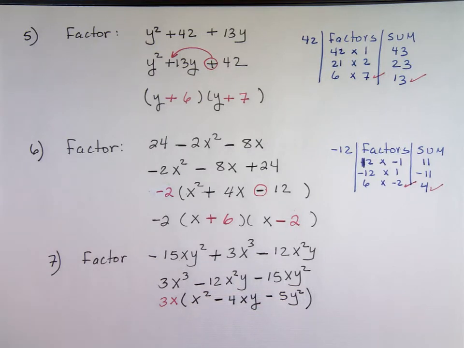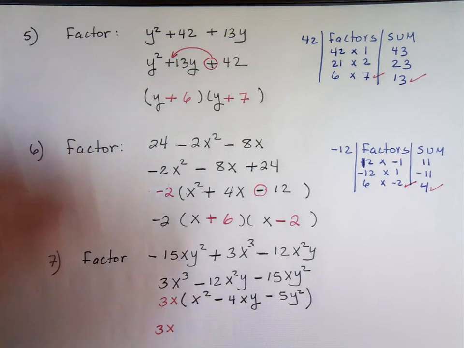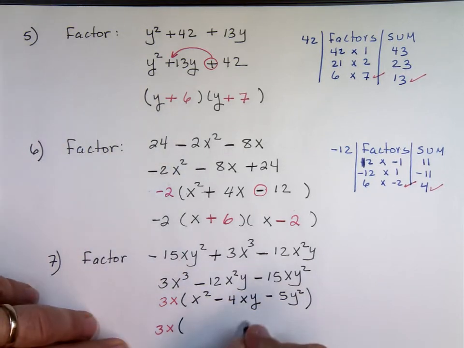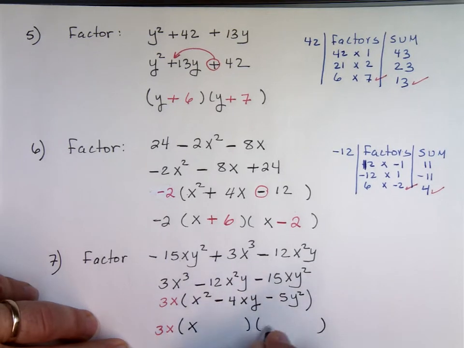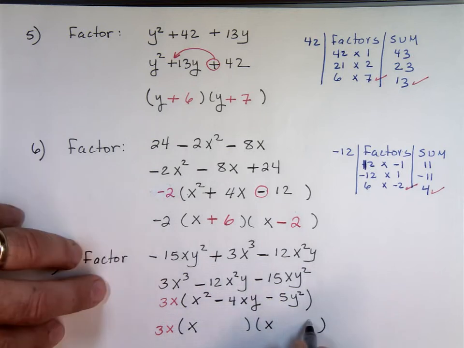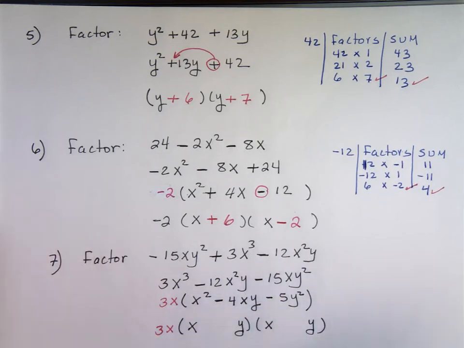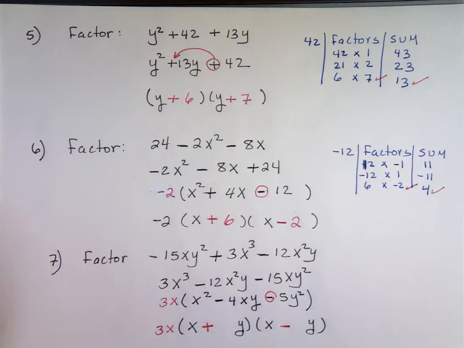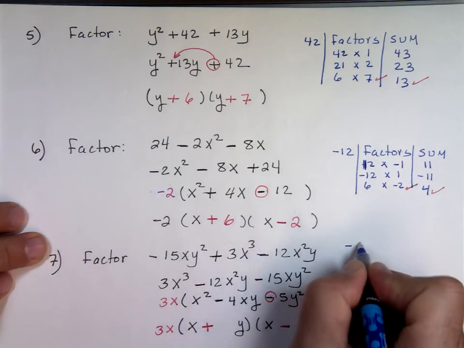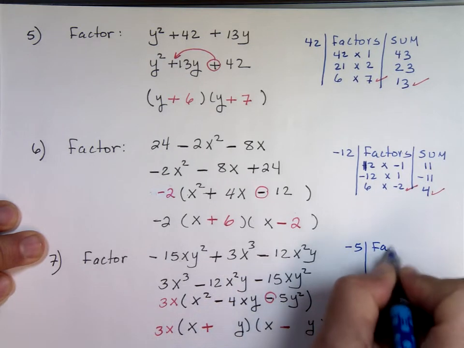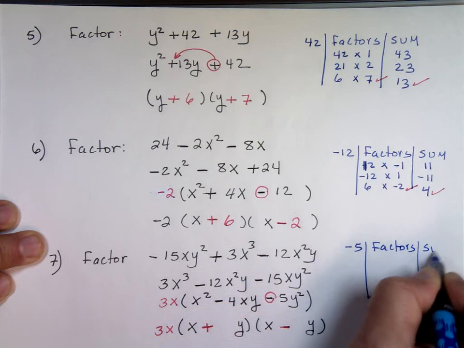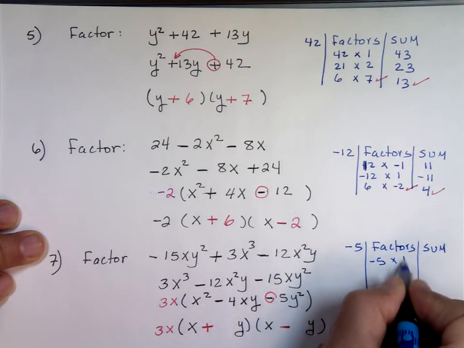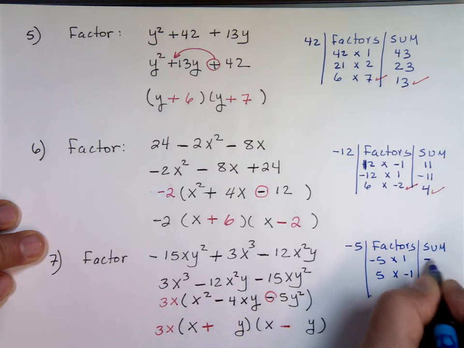And again, I'm going to see if I can factor that. That's 3x. The x squared is going to be x and x. The y squared is y and y. The numbers are the only thing. This sign is minus. Again, that lets me know the signs will have to be different. One is positive, one is negative. And let's take a look at the number, the negative 5. Let's find the factors of negative 5 and their sum. Well, it's negative 5 times 1 or 5 times a negative 1. The sum is negative 4, the sum is 4.